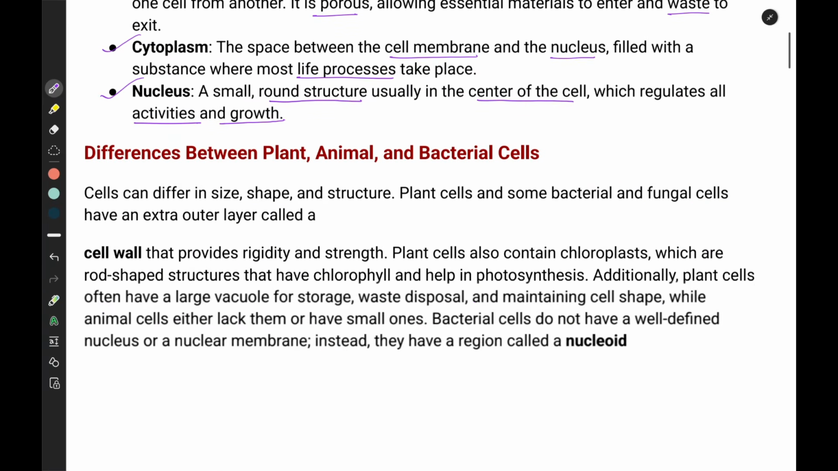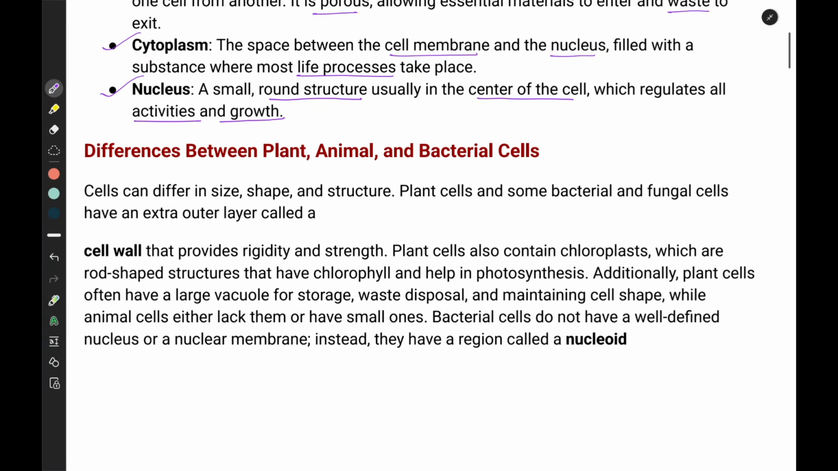Differences between plant, animal, and bacterial cells. Cells can differ in size, shape, and structure. Plant cells and some bacterial and fungal cells have an extra outer layer called a cell wall that provides rigidity and strength. Plant cells also contain chloroplasts, which are rod-shaped structures that have chlorophyll and help in photosynthesis.